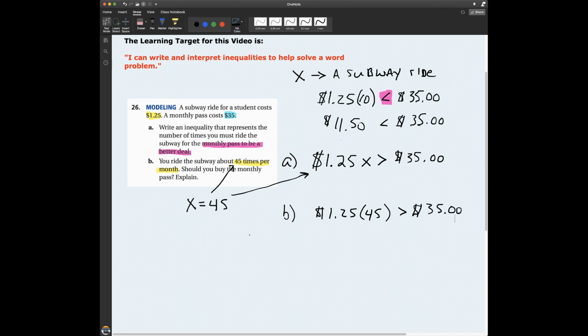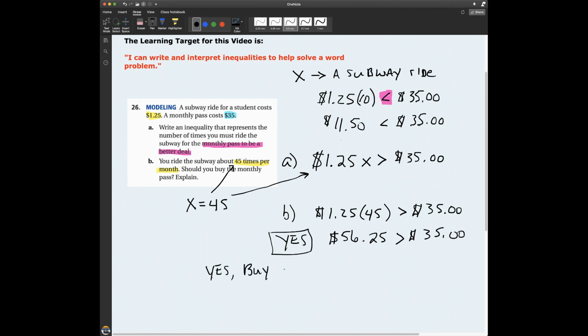And then you can use your calculator and you just multiply 1.25 times 45 and you end up with, here's the cost. It's $56.25 a month that you're spending. Is that greater than $35? Yes, right? Yes, it is. So, should you buy the monthly pass? Yes, you should buy the monthly pass.